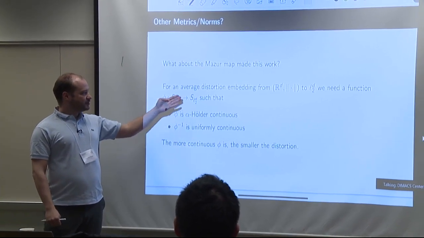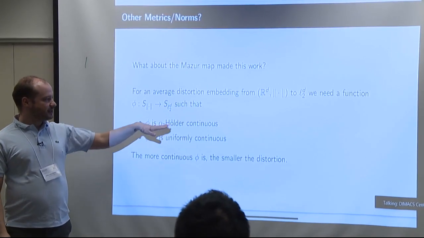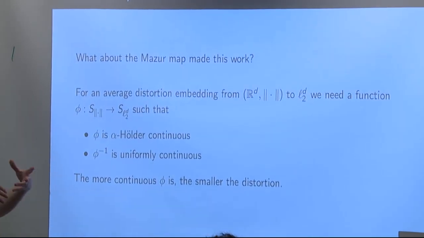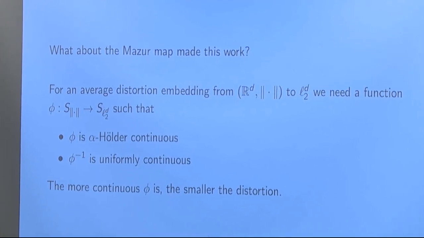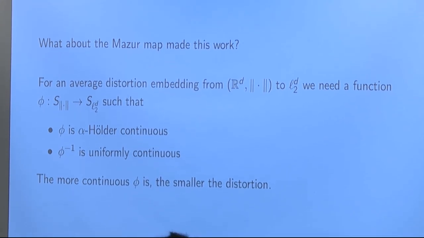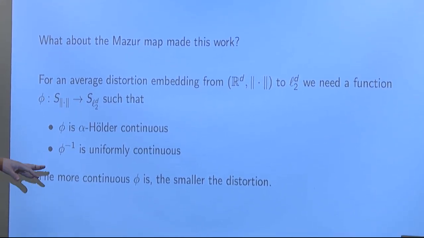It sends the sphere to the sphere. It's nicely continuous. This is a technical thing. It's alpha-Hölder continuous. So basically, it's like Lipschitz continuous, but you raise the right-hand side distance to the power alpha. I won't write it precisely. And usually we need that the inverse is also somewhat continuous. How continuous the inverse is, I think, is a little bit less important for the results, but you need something about the inverse being nice as well. So in other words, what you need here is a biHölder homeomorphism between the spheres.